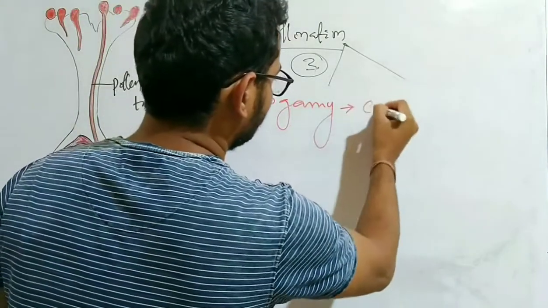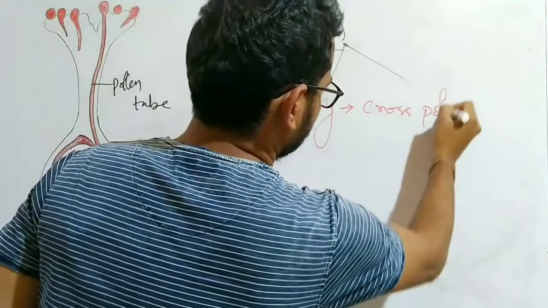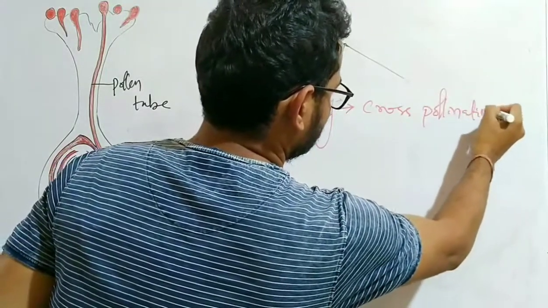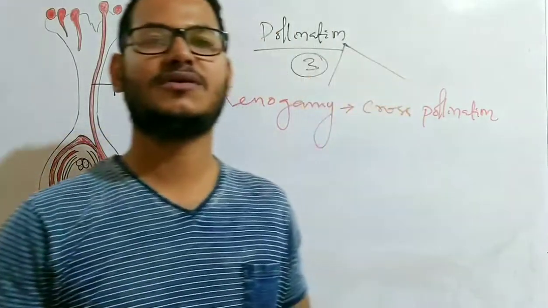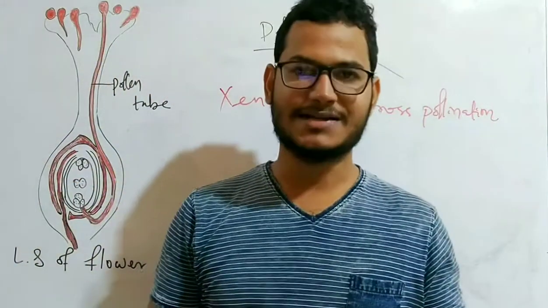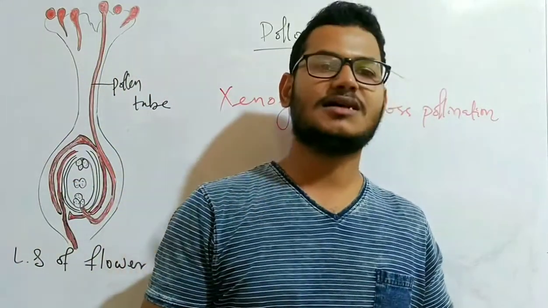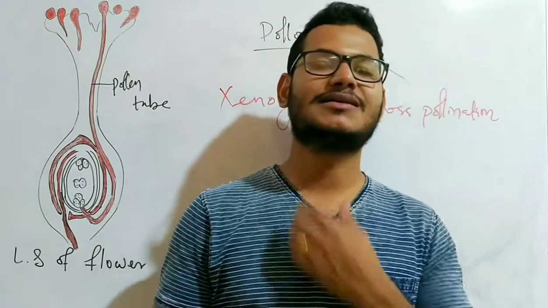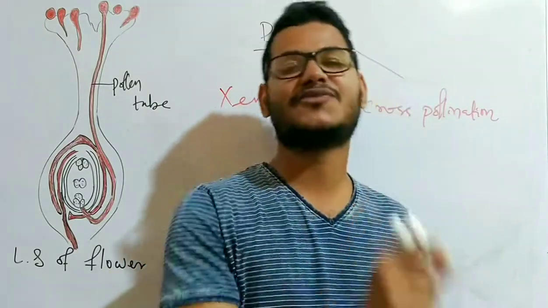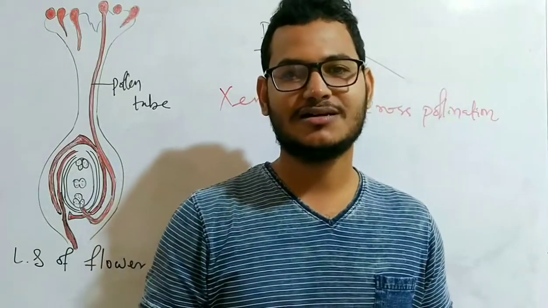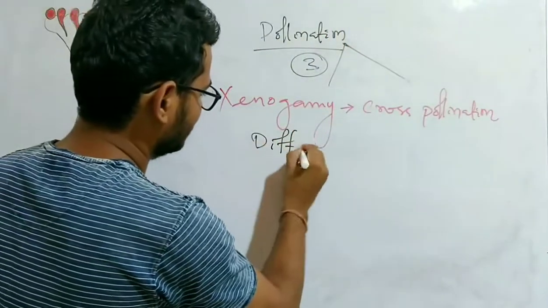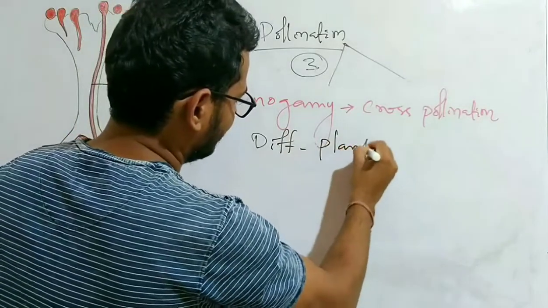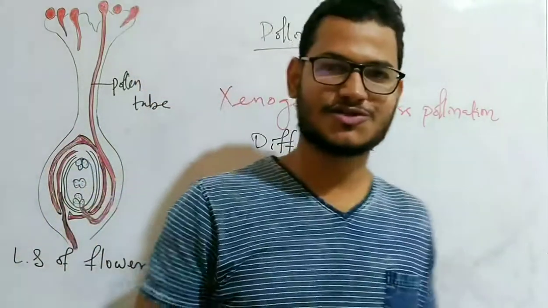Xenogamy is a type of cross pollination. Why? Because here the pollination occurs between flowers of different plants. So it is called cross pollination. In this case, the pollen grain from the anther travels to the flower of a different plant. Here the plant is different and obviously the flower is also different.